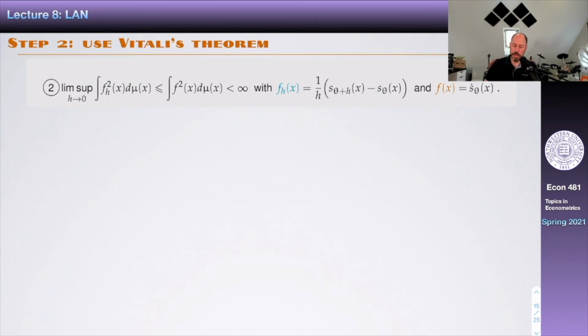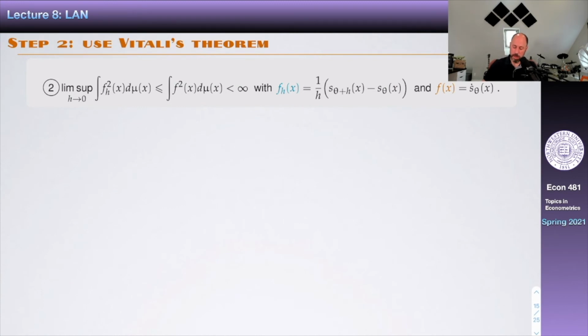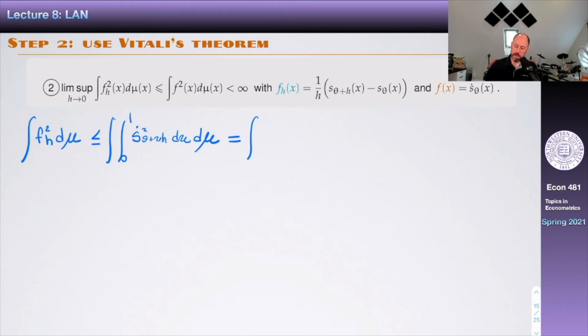So now let me just take the integral then. I'm going to be using this inequality over here. So we're going to be saying, okay, the integral of f_h square d mu is less than or equal than the integral of the integral from 0 to 1 of s dot square theta plus u h du d mu. And then what I want to do now is to change the order of integration, which you can do by invoking, say, Fubini's theorem.